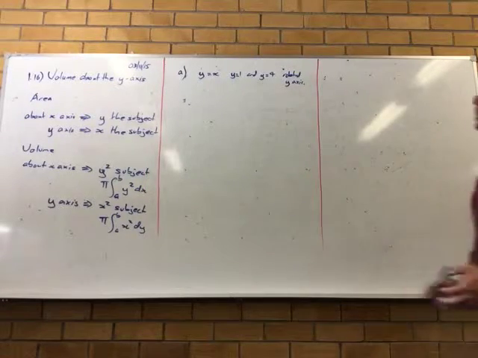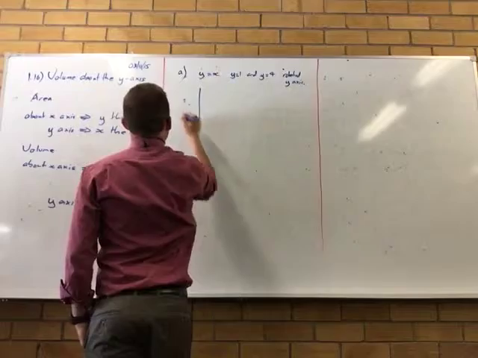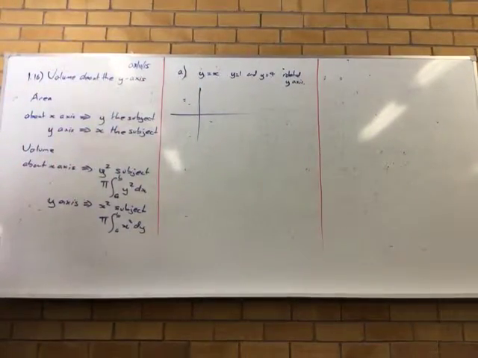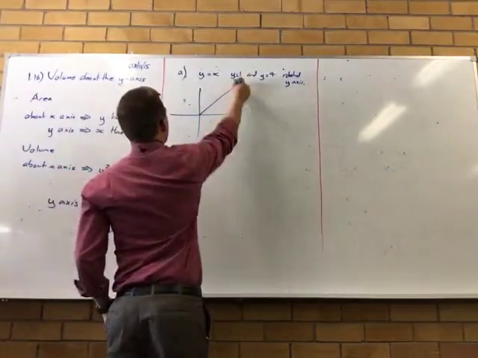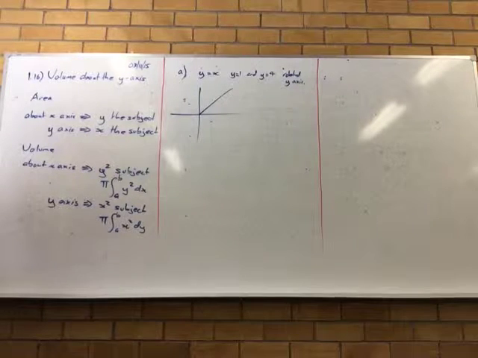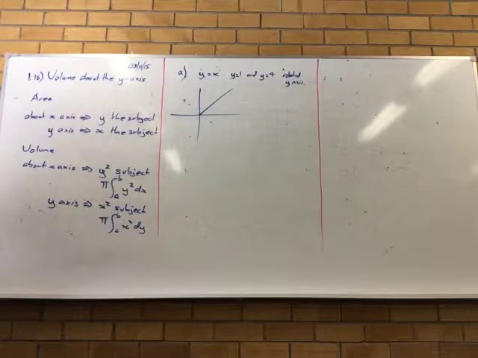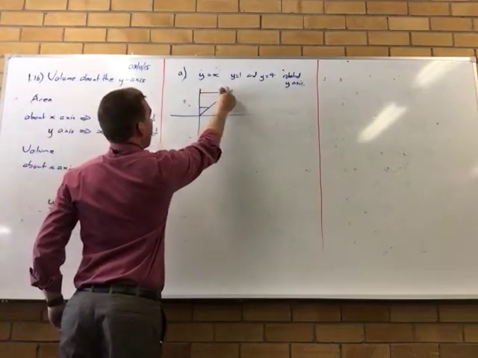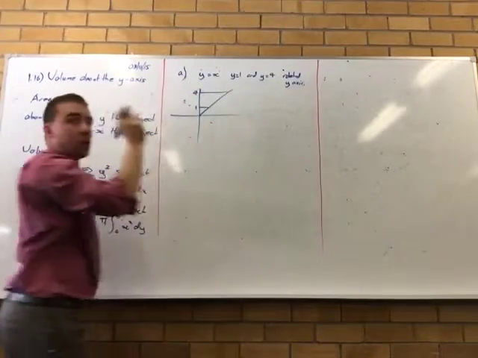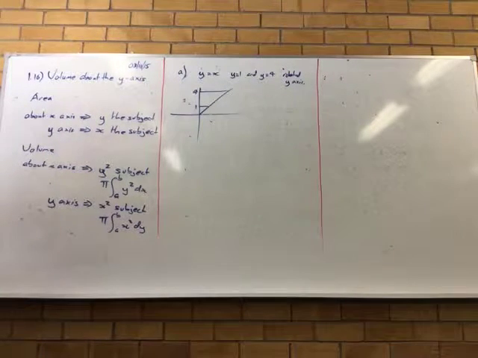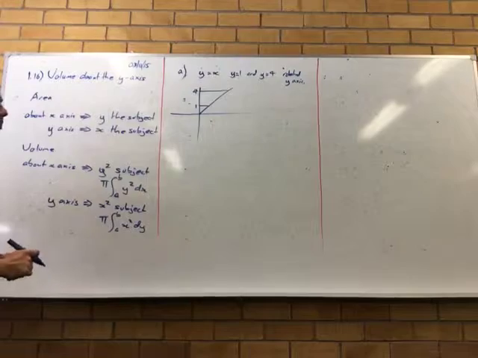The first thing I need to do is consider a sketch. Now I've got y equals 1, y equals 4, so they're both going to be in the first quadrant. So really I only need the line up to that point. I don't need to do the whole graph, just enough to put the information I need. Remember, a line y equals c cuts the y-axis at c. So y equals 1 cuts the y-axis at 1, y equals 4 cuts the y-axis at 4.